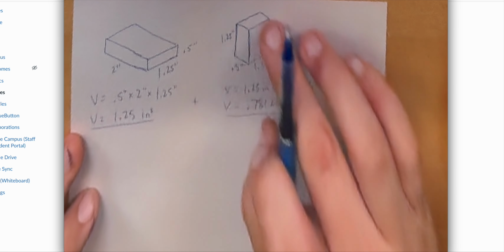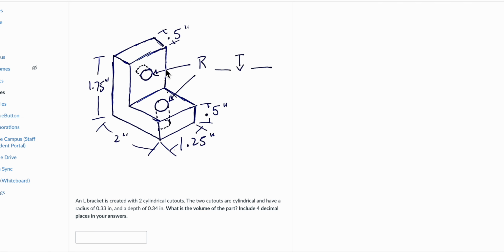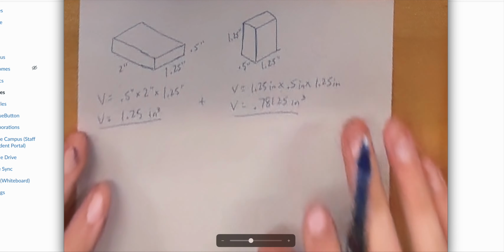And so now we have this bottom piece, the volume of that. We have the top piece volume. Now all we've got to do for our last step is we've got to find the volume of one of these cylinders. And then what we're going to do is we're going to basically subtract two of those cylinders from this to find the total volume, right?